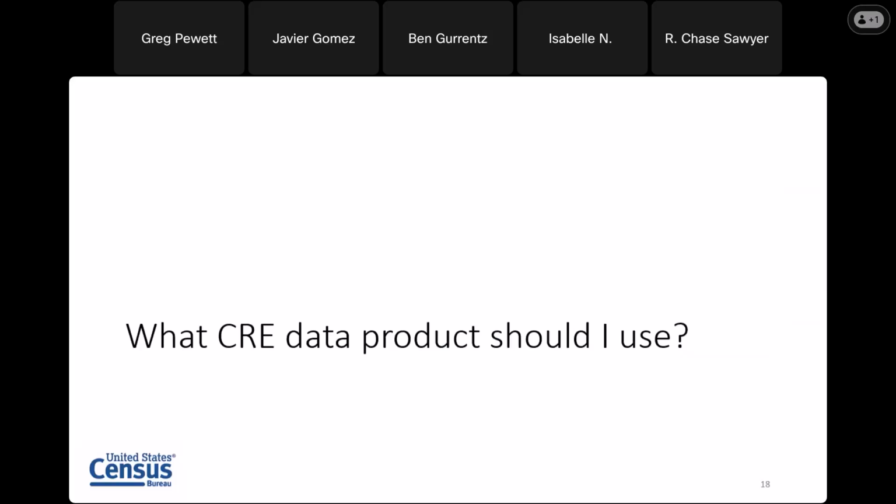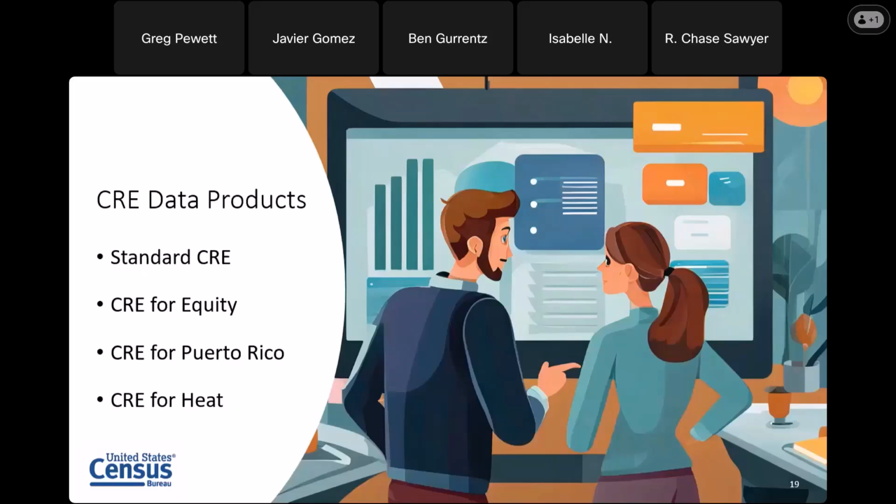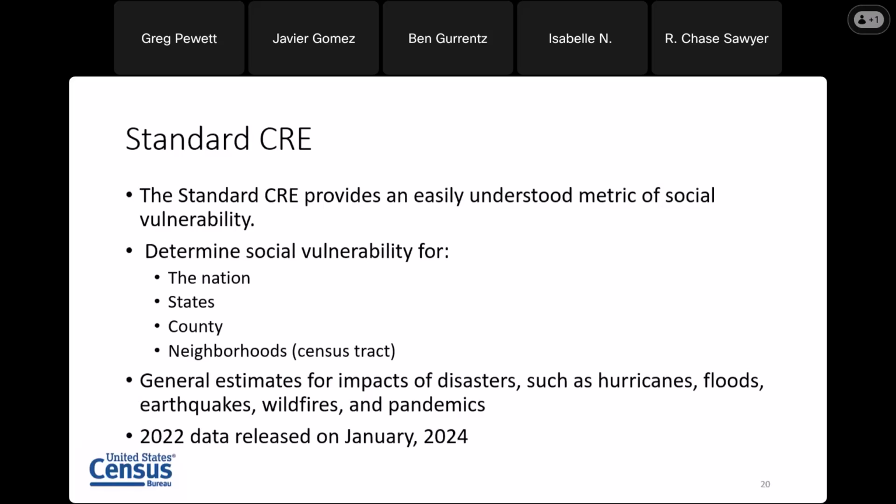What CRE data products should I use? Several different data products have been developed related to social vulnerability. Those are Standard CRE, CRE for Equity, CRE for Puerto Rico, CRE for HEAT. Standard CRE, which I have covered through this presentation, provides an easily understood metric of social vulnerability. It provides estimates for impacts of disasters down to the census tract's geographic level.